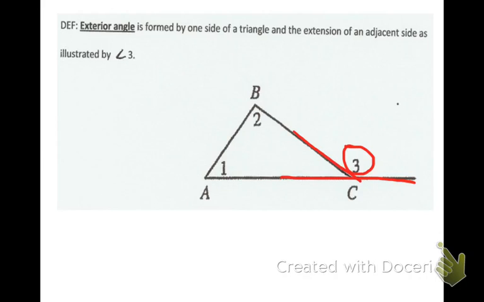Now, if I extended BC, there'd be this angle. This angle is not an exterior angle. That's a vertical angle with that one. So don't call that an exterior angle. I could call the angle where this letter C is an exterior angle, but we're concerned with angle 3 right now.